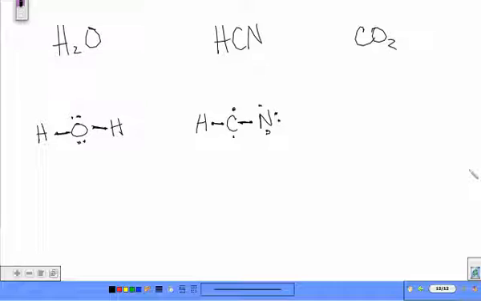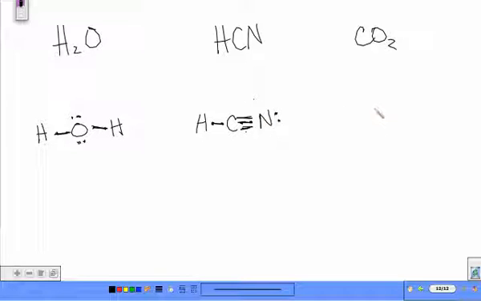So now do we have an octet around carbon and nitrogen? No, we can't add any more dots because we've filled up our electrons. So what do we need to make? Triple bond on this one, because this electron and this electron come in here and make a bond. This electron comes here to make a bond, and we have a triple.